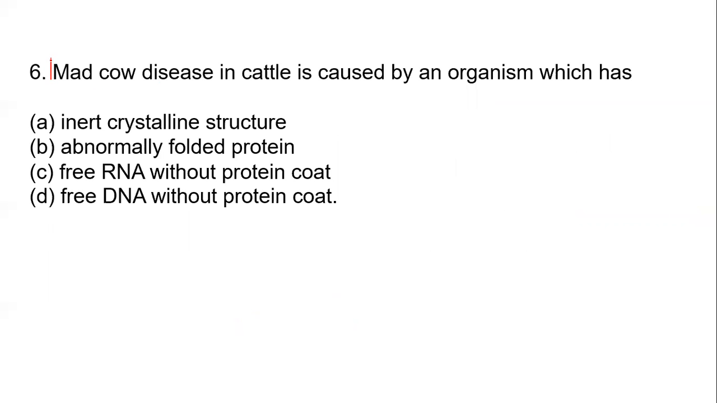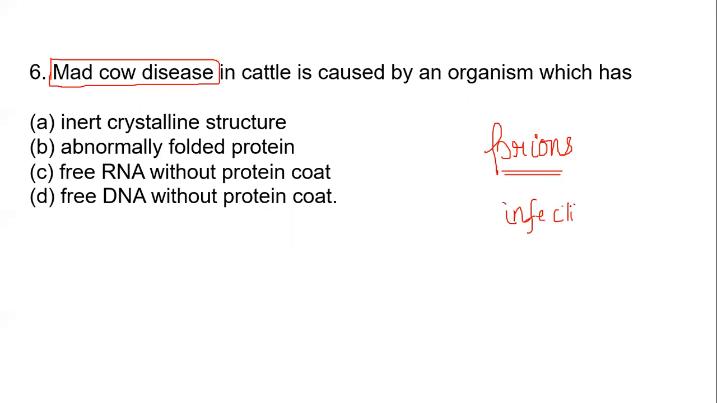Mad cow disease in cattle is caused by, I will give you a clue, mad cow disease or bovine spongiform encephalopathy, BSE, is caused in cattle by the agents known as prions. You know what is a prion? Prion is infectious protein. Abnormally folded infectious protein. So which is the correct answer over here? Option B will be the correct answer for this question number 6.